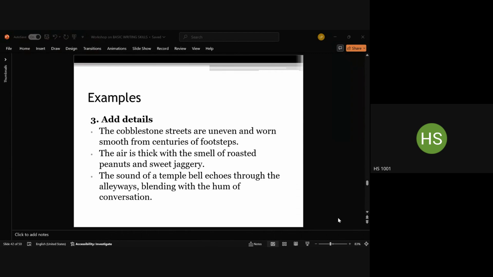So I had a file with a list of examples. Unfortunately, I'm not able to locate it on my system. What I'll do is, when the slides are uploaded in the PDF, I'll attach that document as well so that you can take a look at it.